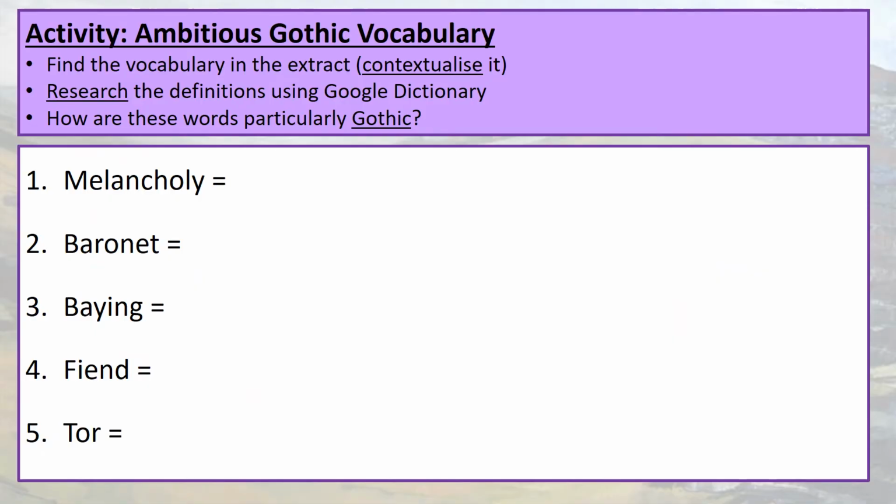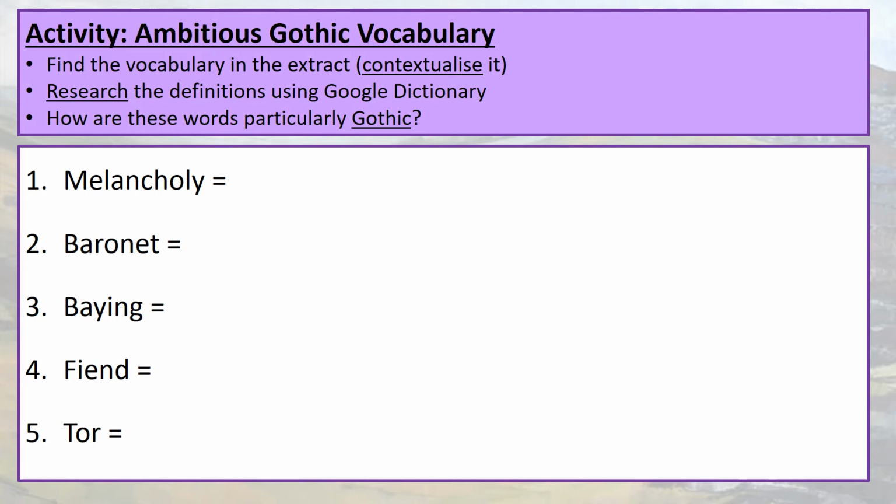So the first activity that I want you to try today requires you to think really carefully about the ambitious vocabulary that we were faced with in this extract. There are 5 words on the slide that I really want you to think very carefully about. We have melancholy, baronet, baying, fiend and tor.